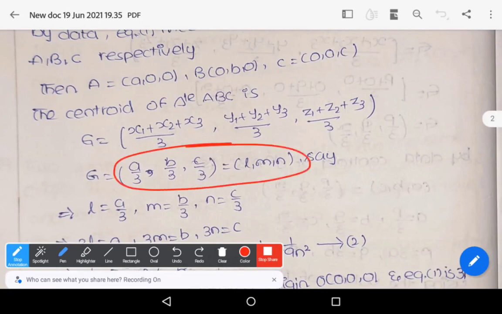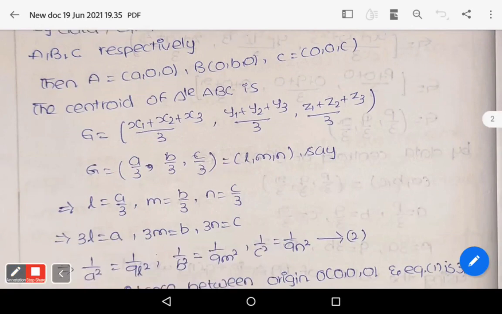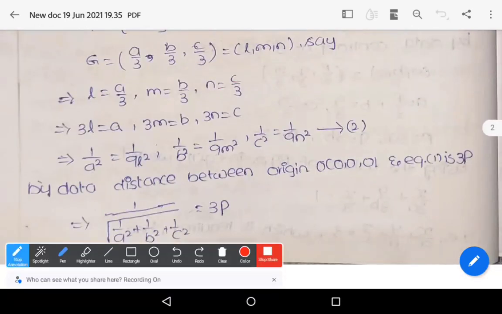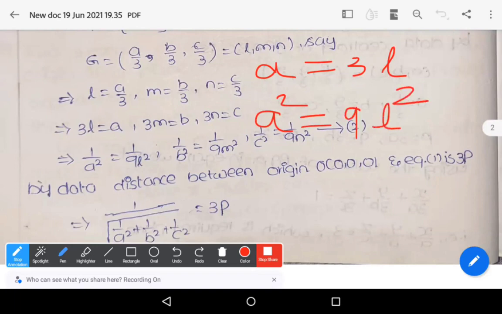We get l is equal to a by 3, m is equal to b by 3, n is equal to c by 3. You get a is equal to 3l, b is equal to 3m, c is equal to 3n. What is 1 by a square? a is equal to 3l, so a square is equal to 9l square. So 1 by a square is equal to 1 by 9l square.